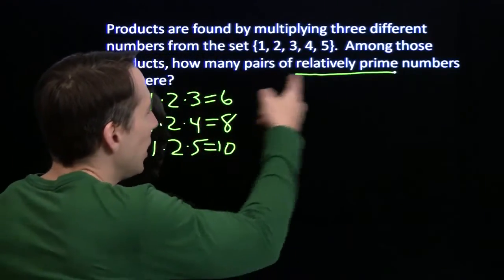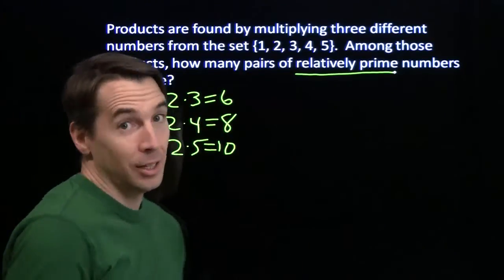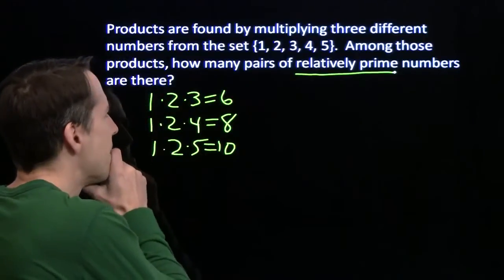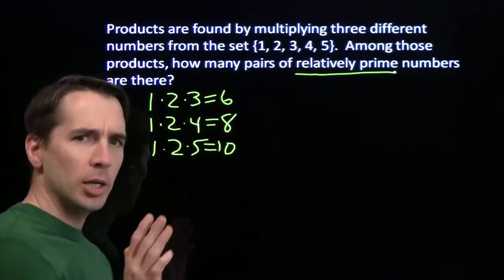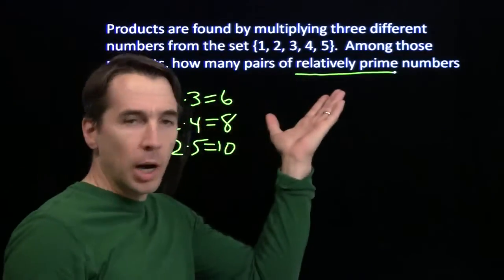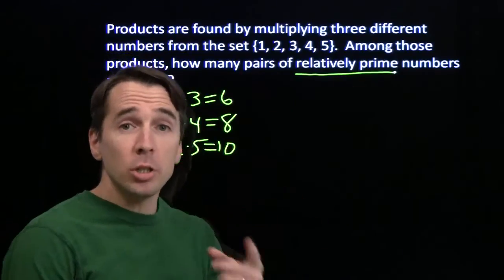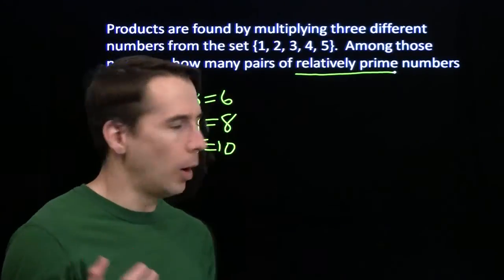Now, how can we answer this question without listing all these products? I really don't want to do that because I'm a little lazy, so I want to find a smarter way to do this. Well, you know what I'm going to try to do? I'm going to try to construct a pair of these products that are relatively prime. I'm just going to try to make one. I'm going to think about how to make one, and maybe that'll tell me how to count them all.